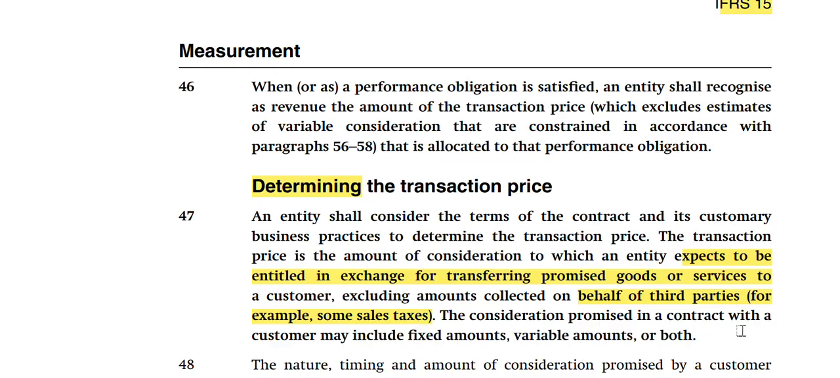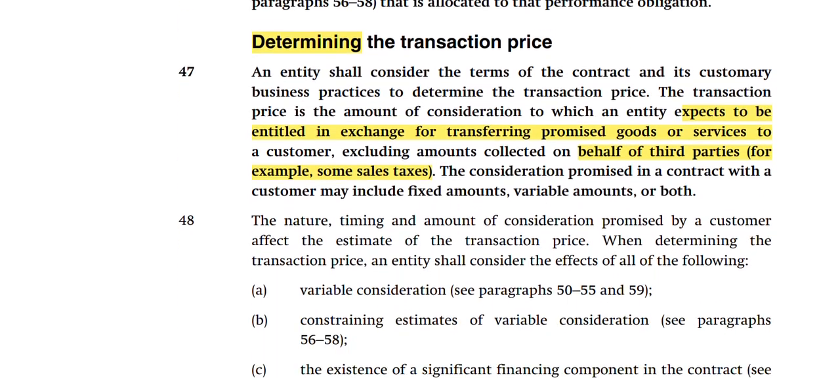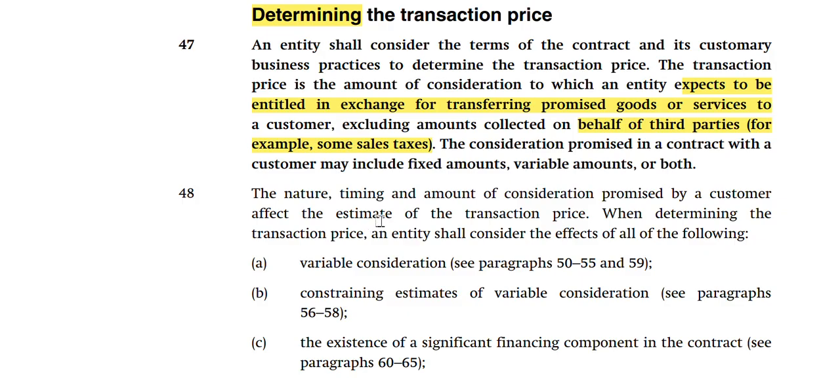The consideration promised in a contract with a customer may include fixed amounts, variable amounts, or both. The nature and the timing of the amount of consideration promised by a customer affects the estimates of the transaction price. When determining the transaction price, an entity shall consider the effects of the following. Variable consideration, so we need to understand what is a variable consideration, and we'll look at that in paragraphs 50 to 59.